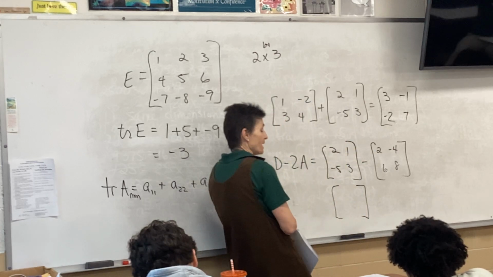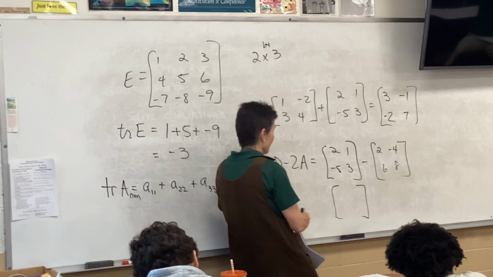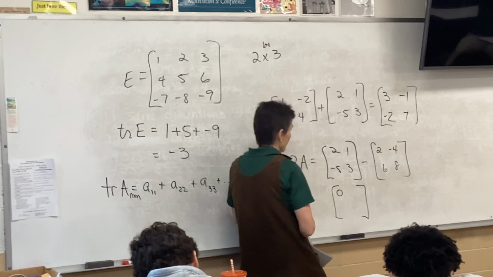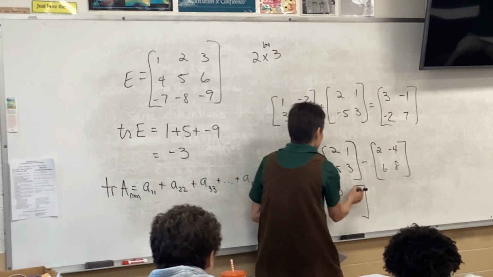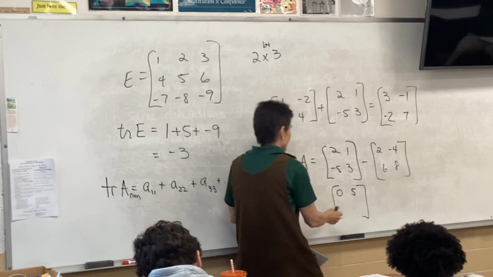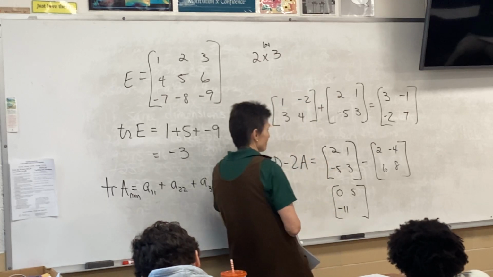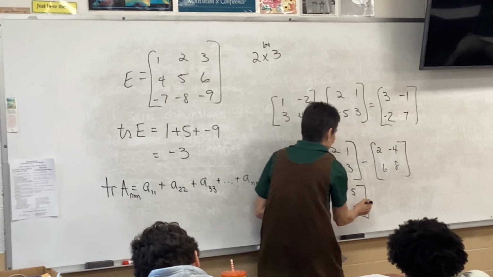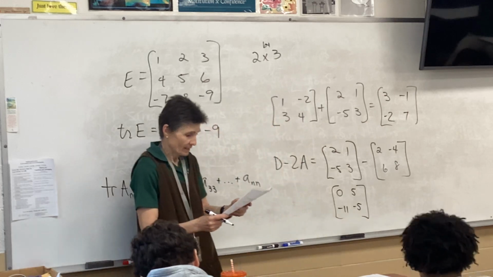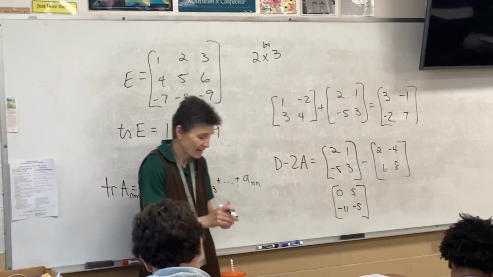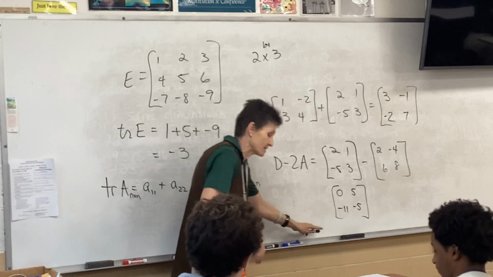Last problem of the day, here we go. What are we going to have? 0, 5, negative 11, negative 5. And that's it. I'm going to stop there, and next time we'll talk about multiplying, because that's a little bit trickier.